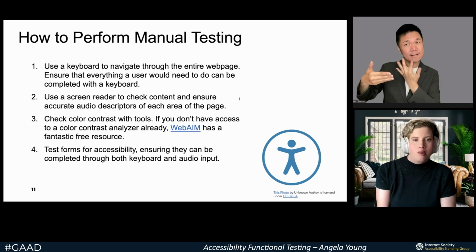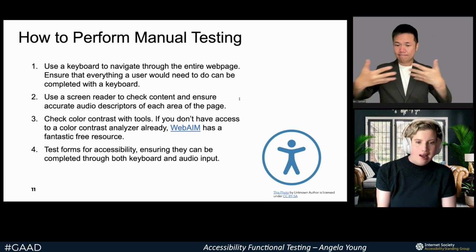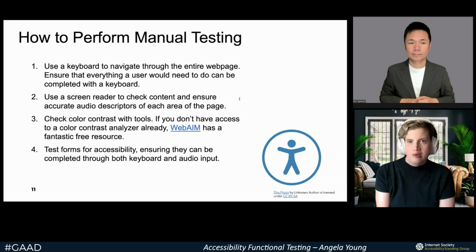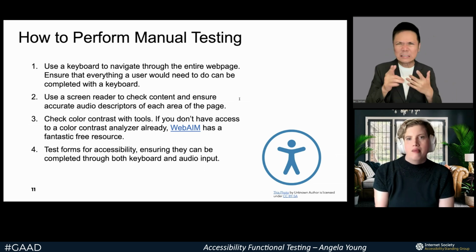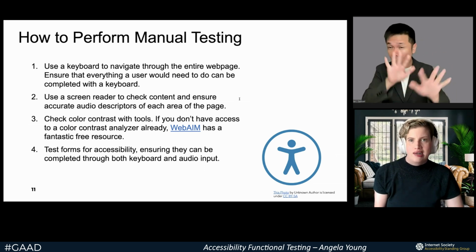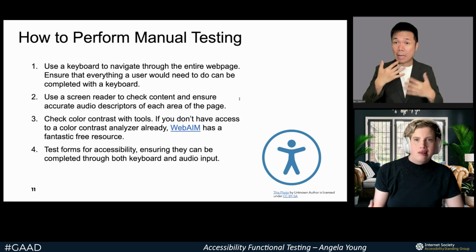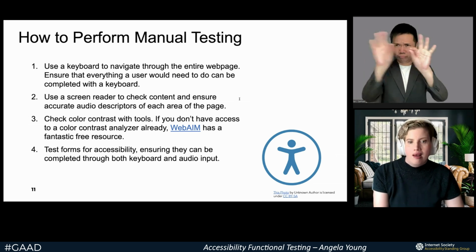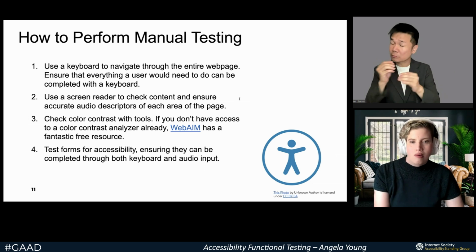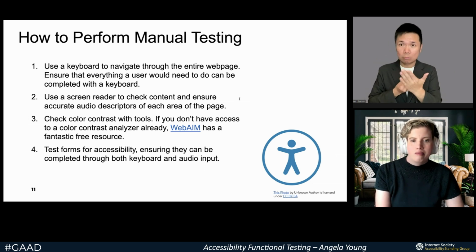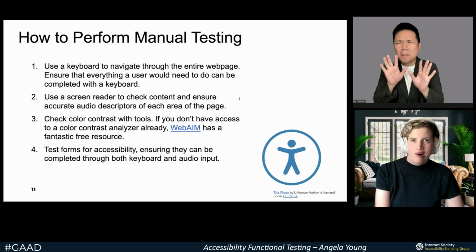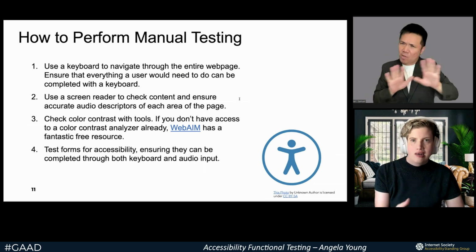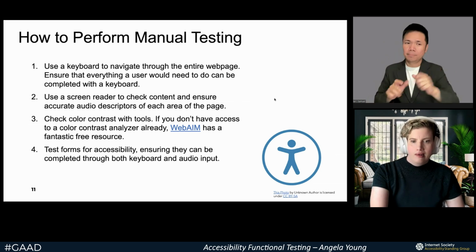And then when I look at a website, I'm looking at how many different colors are used, how busy is the page? Because even if you've got color contrast and it's appropriate, you really want to think about how much information is on your page. Is it really overwhelming? And then number 4 would be test forms for accessibility, ensuring that they can be completed through both a keyboard input and voice to text audio input.